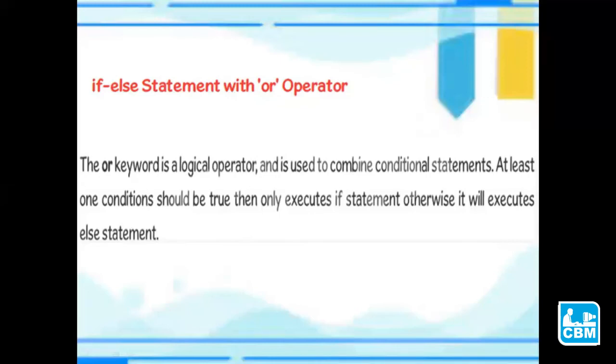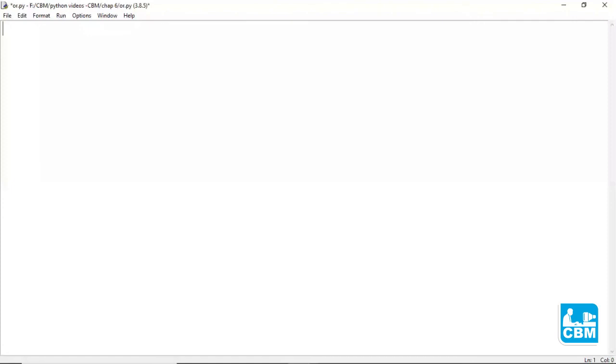Just like the AND operator, if-else statement can also be used with the OR operator. The OR keyword is a logical operator that is used to combine conditional statements. At least one of the conditions needs to be true in order to execute if statement. Otherwise, it will execute the else statement. We are going to see how the OR operator can be used with if-else statement in Python. In this program, we are going to find whether the entered character is a vowel or a consonant.